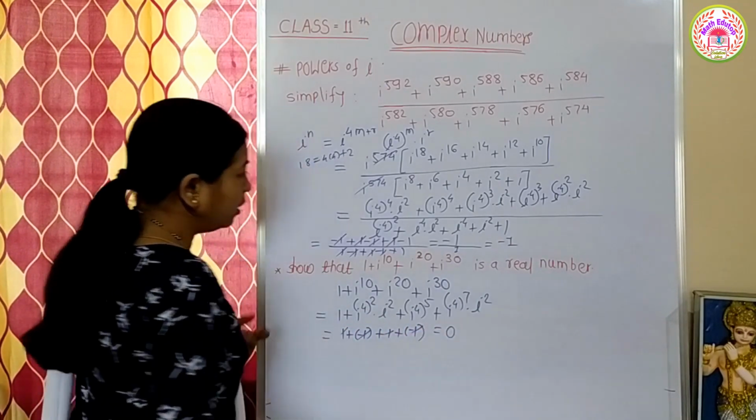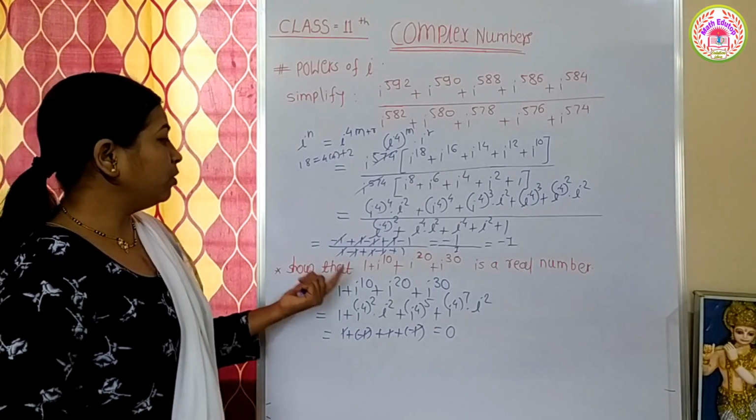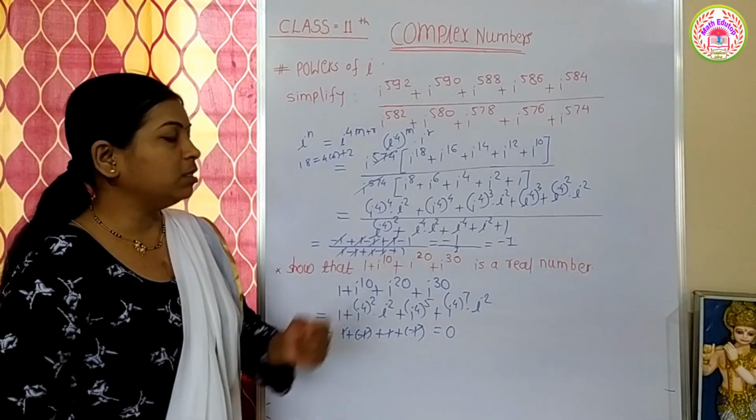Then we get 0, and 0 is a real number. Therefore, we are sure that this is equal to 0. That is a real number.